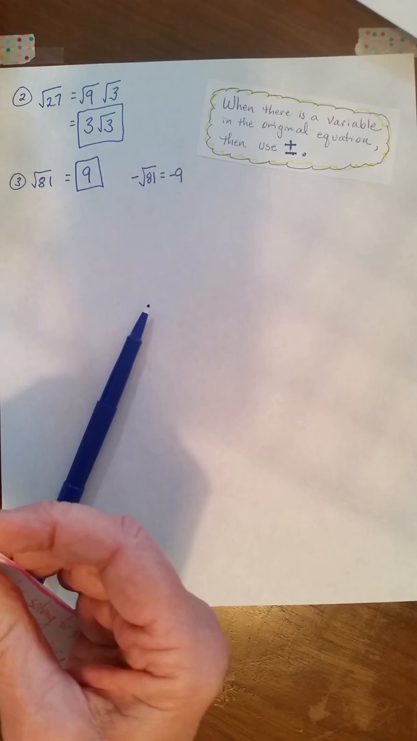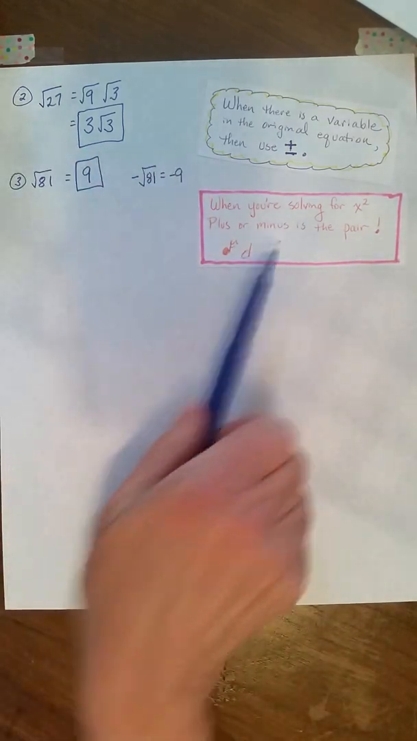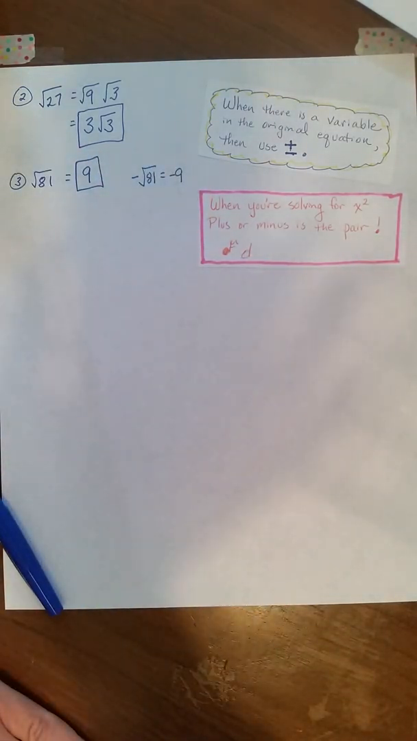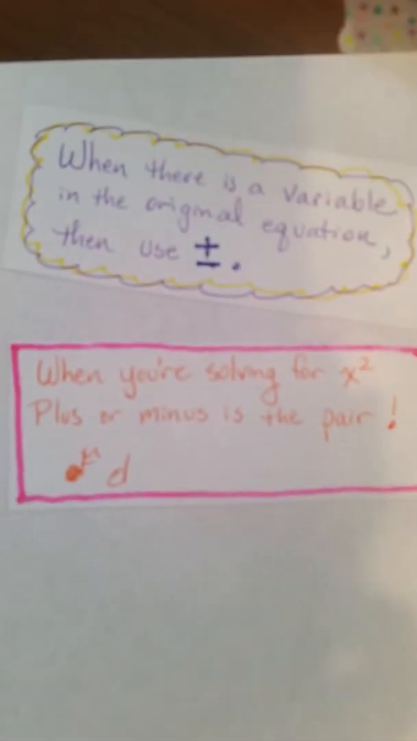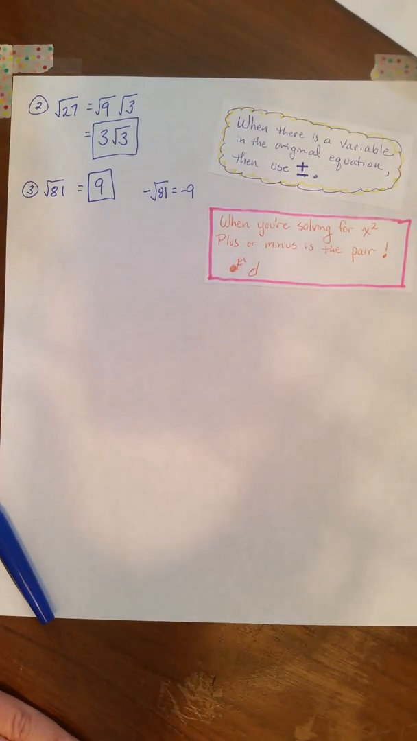Okay, let's say that again. When you're solving for x squared, plus or minus is the pair. I'm going to focus in on that. And we'll come back. Okay, there we go.